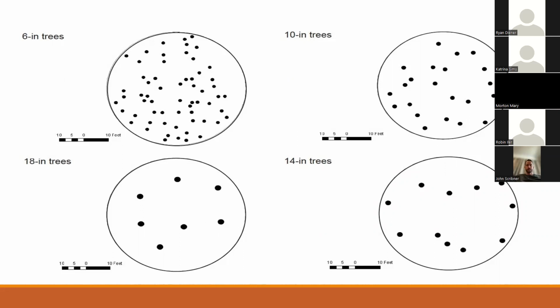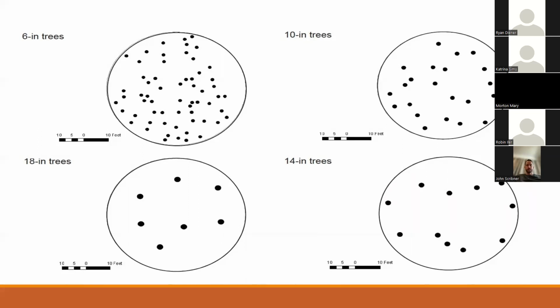And that's because their diameters are different. So that top left plot, those are 6-inch trees. So those are trees that when you stand next to them at breast height, they're going to be 6 inches in diameter. A 6-inch tree in diameter has less volume than a 14-inch tree in diameter at breast height.